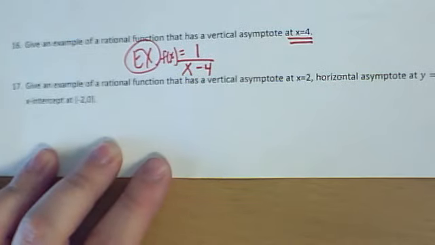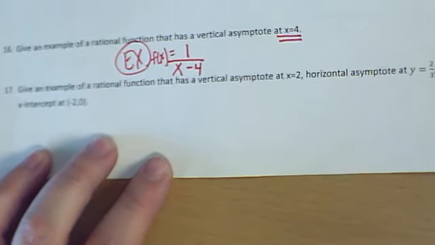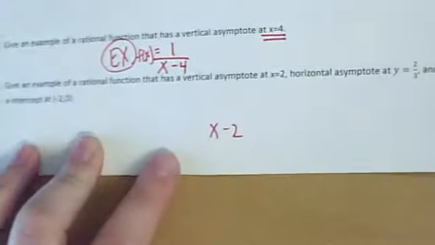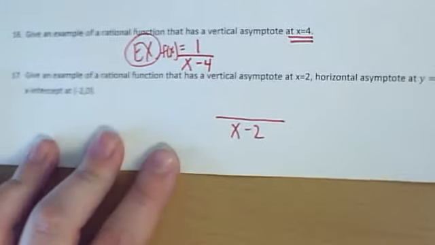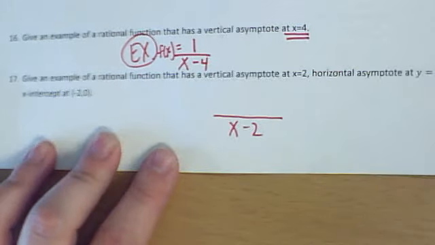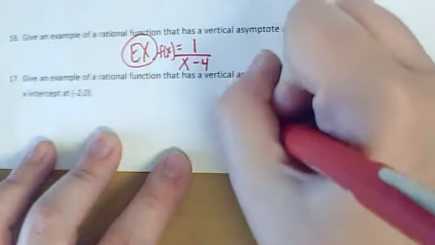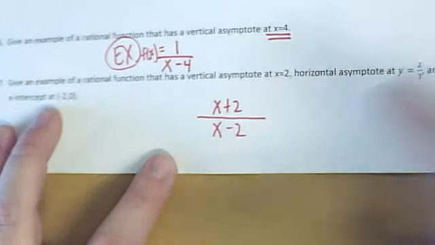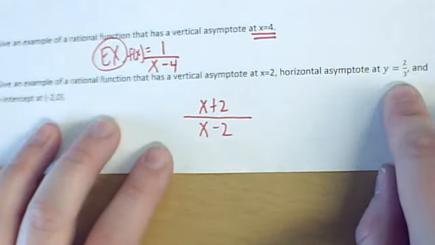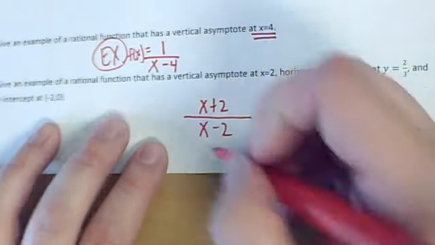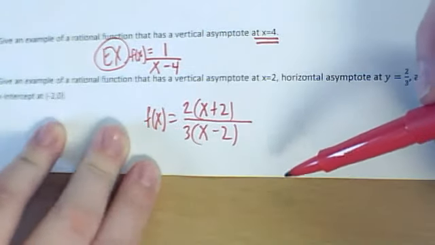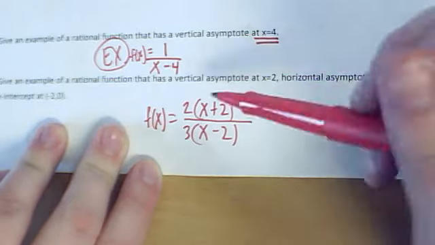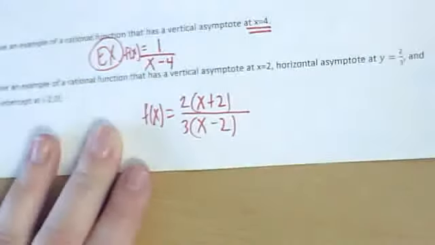Alright, 17, give an example of a rational function that has a vertical asymptote at x equals 2, so that's my denominator, a horizontal asymptote at 2/3, and an x-intercept at negative 2, 0. So that would be x plus 2. The root is on the numerator. Okay, this 2/3 means it's EBDC, and your coefficient needs to be 2/3. So I'm just going to put these in parentheses and make that 2/3. These are your most basic ones. You could make them more complicated than this, but this satisfies all of those conditions. So those are the examples.